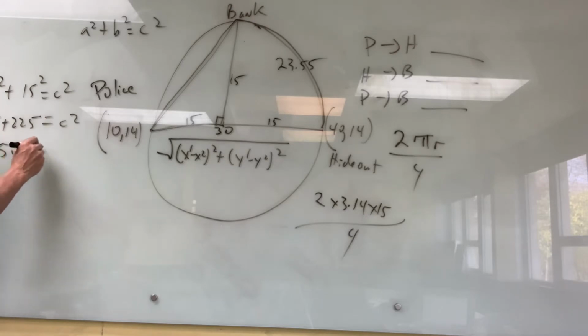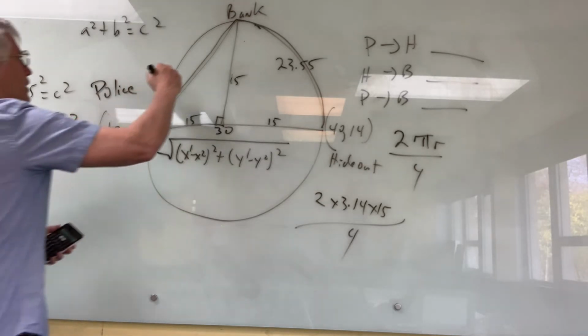And remember, those are squared numbers. We don't want c squared. So we square root 450. Let's see if I can figure out how to do it on this calculator. 450. And I come up with 21.